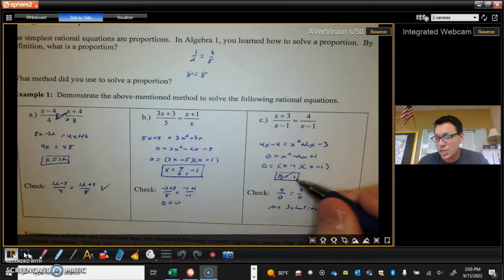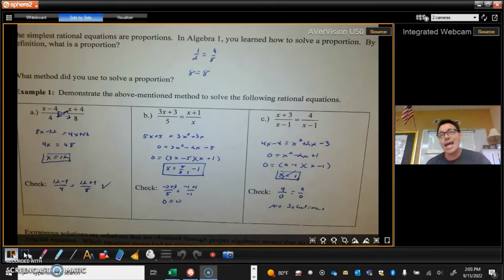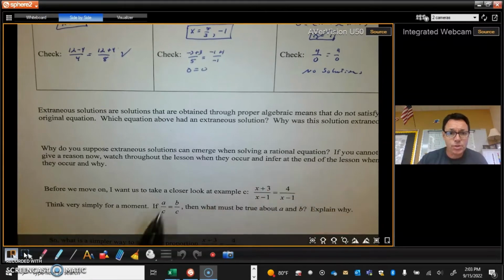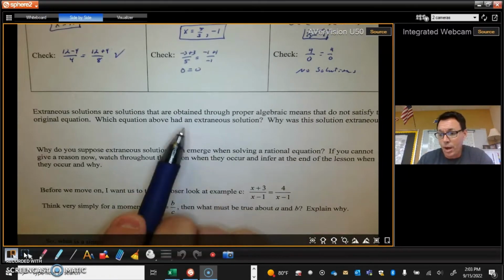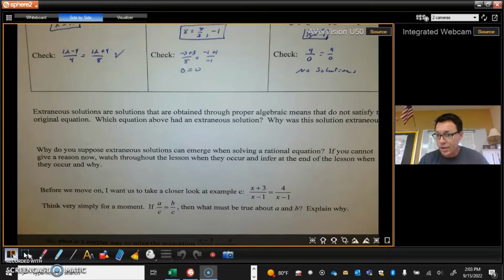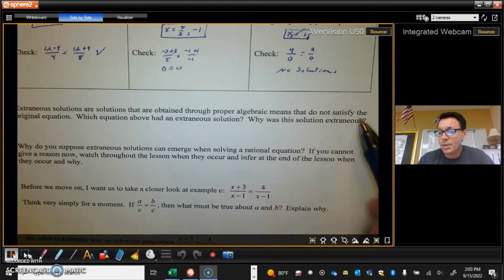This is called an extraneous solution. It's an extra solution that popped up, but it doesn't actually solve our equation. So extraneous solutions are solutions that are obtained through proper algebraic means. Okay, we didn't do anything wrong. We did the algebra that we were supposed to do, but they don't satisfy the original equation. Okay, so this one had an extraneous solution.